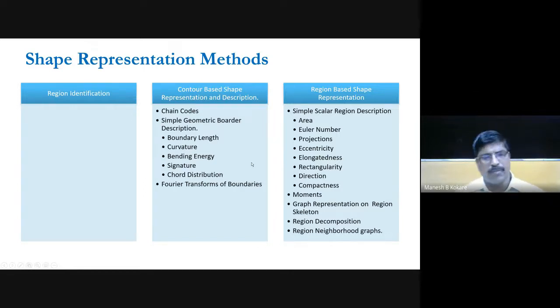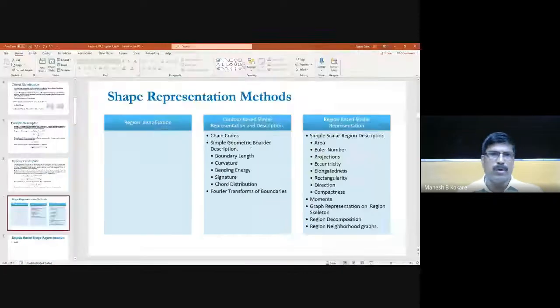So today we'll stop here. I hope you have understood these simple scalar-based features, as well as the remaining features like Fourier descriptors, which we calculated from the contour. That is what we have studied in today's lecture. So we'll stop today's lecture here.